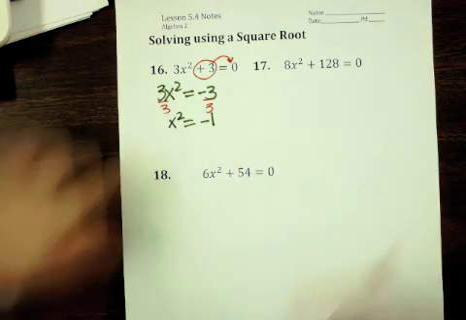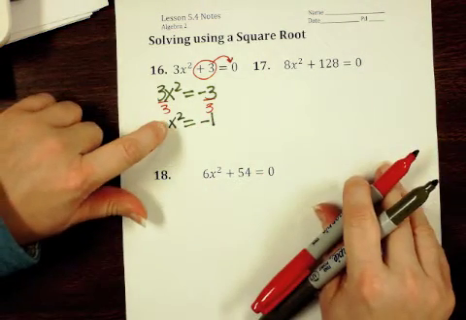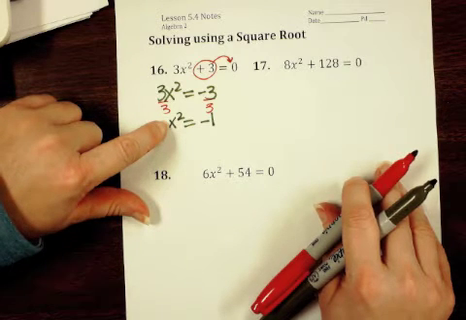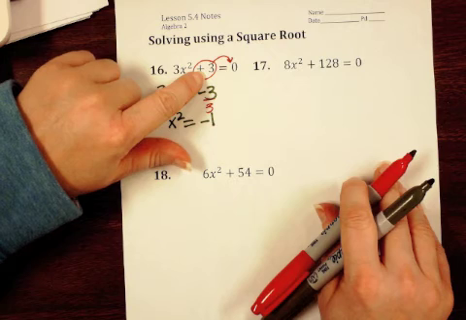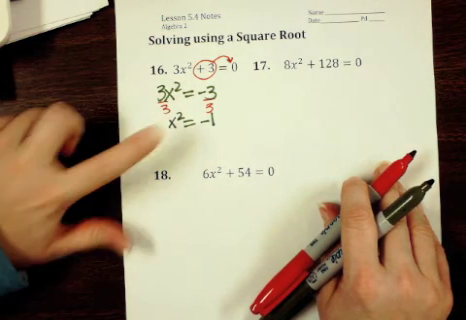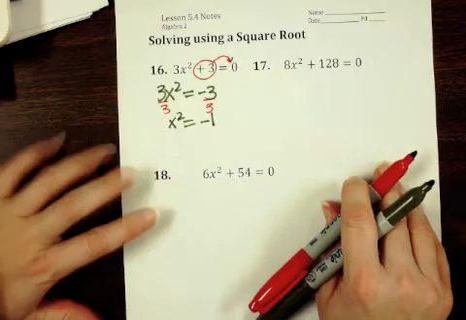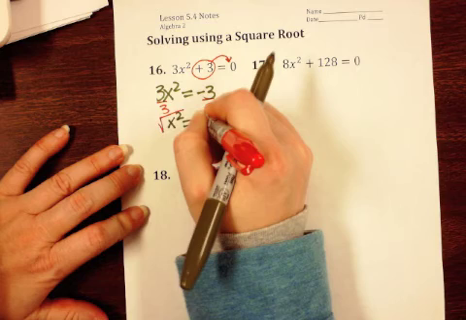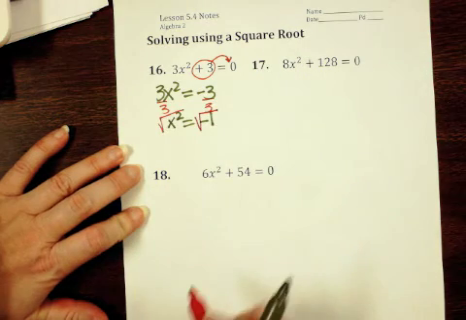Now, how would I get x by itself if I have x squared? To get x by itself, like we were doing over here, instead of plus 3, we minus 3. So we undid something. How do I undo a square? And if you said square root, you were right. So we're going to take the square root of both sides.